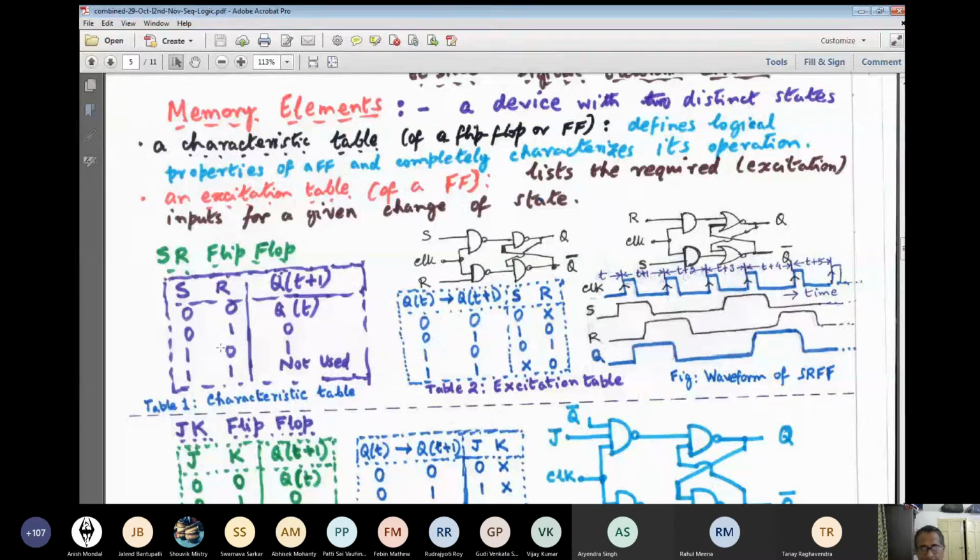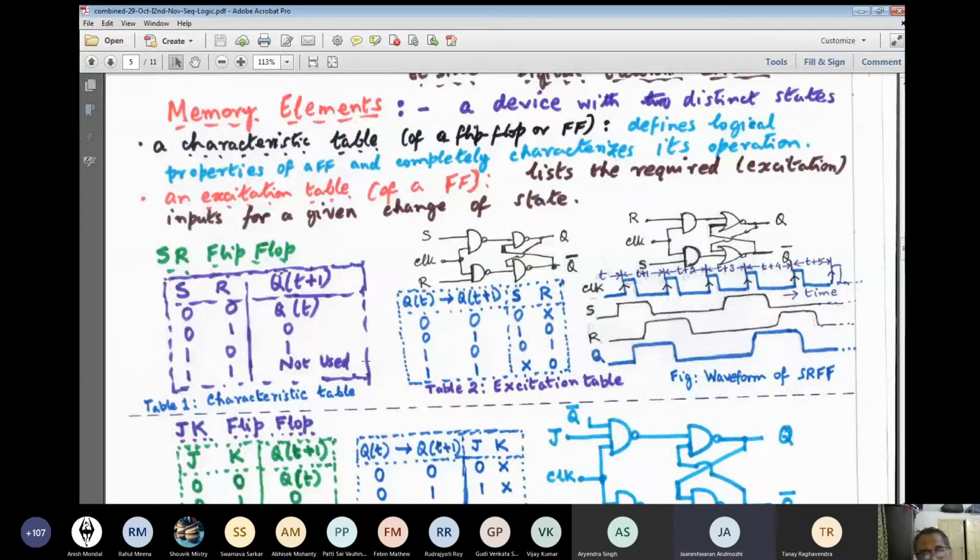Both are equivalent. Now, can you answer why S and R both being 1 is not allowed? It's forbidden. Why is it so? Anyone? Sir, yes, please. In that case, Q bar won't be the complement of Q. Both would be 1. Okay, that is one.